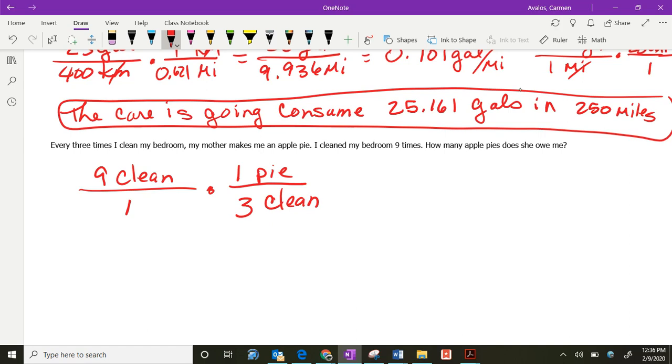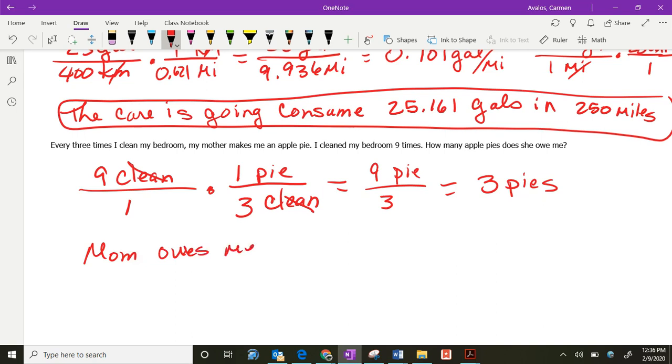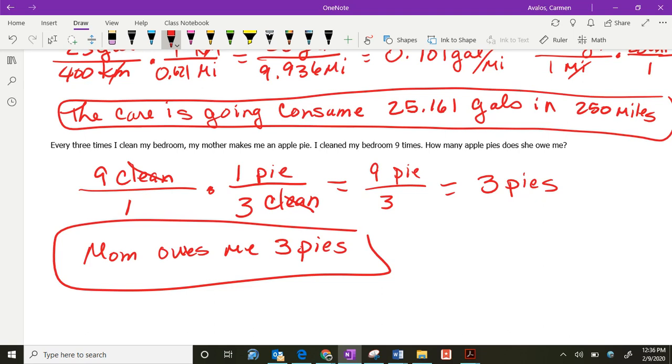I clean 9 times. So the cleans go away. And so now I get 9 pie over 3 because the cleans go away. So that means it's 3 pies. So mom owes me 3 pies. So again, it doesn't matter the units, you just need the relationship. And you could do this for anything that has a relationship, and you could reduce it. And there you go.